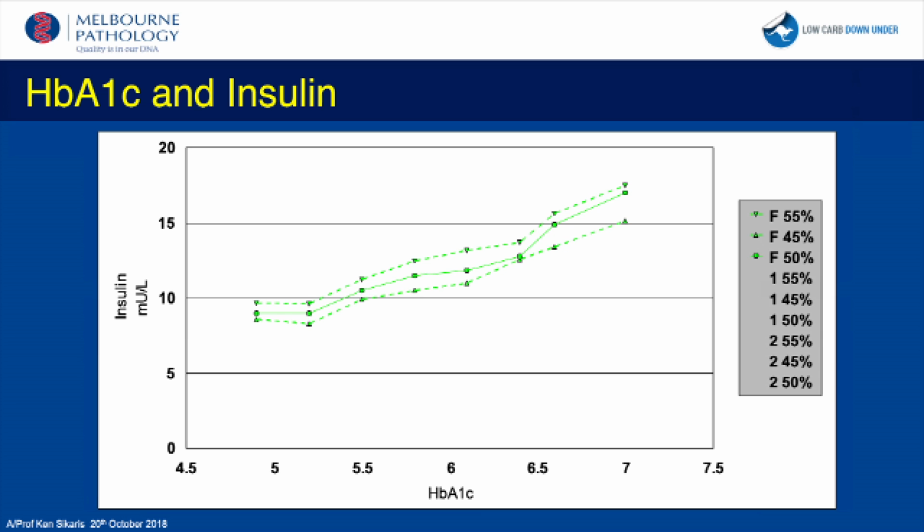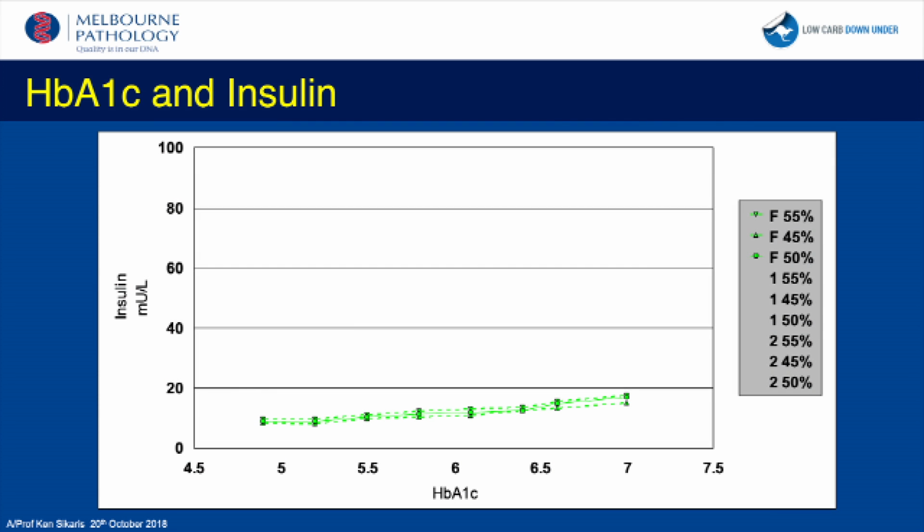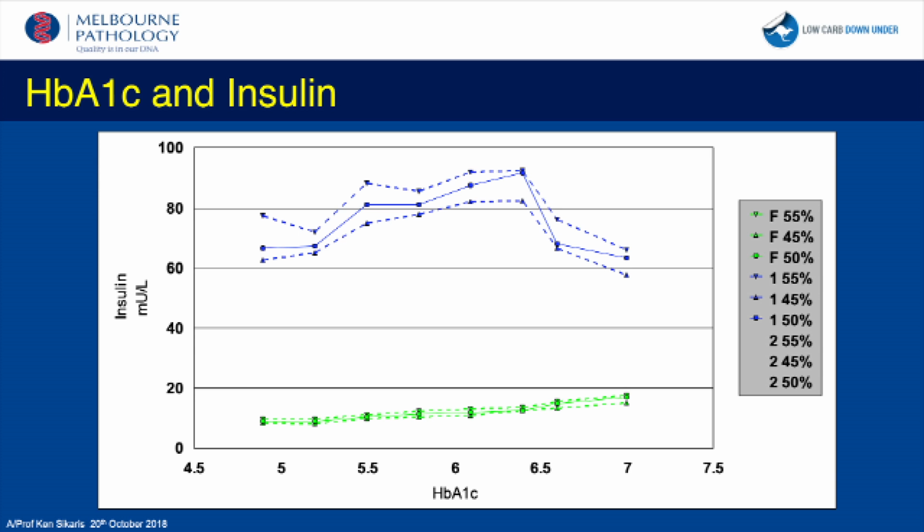Now I'm just changing the axes there so you can see what happens with the 1 hour insulin level. So this is 1 hour after a 75 gram glucose load or 1 hour after a meal. When you've got a normal A1C, so you're healthy, your insulin level is 60 to 80. When you've got an A1C of 6, it's closer to 100. And then when you're diabetic, it's normal again. Why hasn't it gone up?